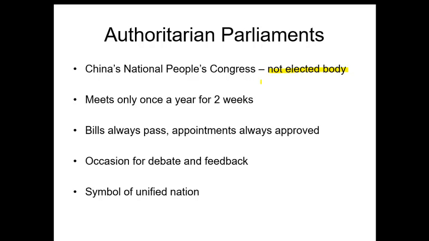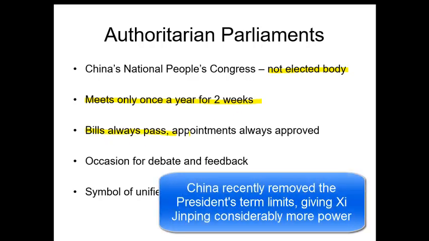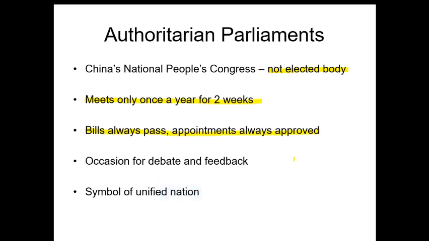And so therefore you've got to be a member of the club, so to speak, and very selective and very secretive. And in China, the People's Congress meets only once a year for 2 weeks, and then every few years they will secretly elect a new leader. And of course, bills will always pass and appointments are always approved in this authoritarian parliament. Of course, we do not necessarily see or know how that is done, because it's done behind closed doors amongst the very, I guess you could say, exclusive party members.